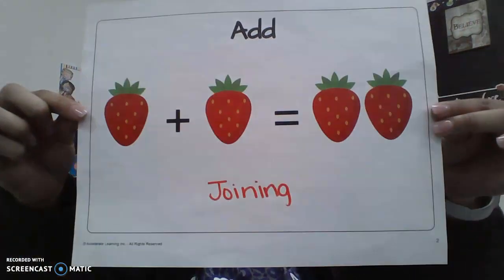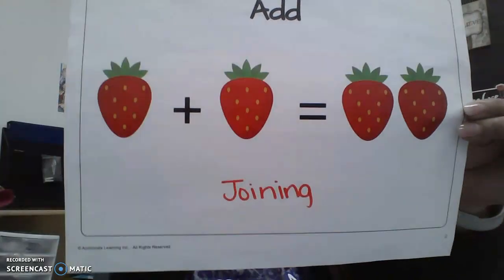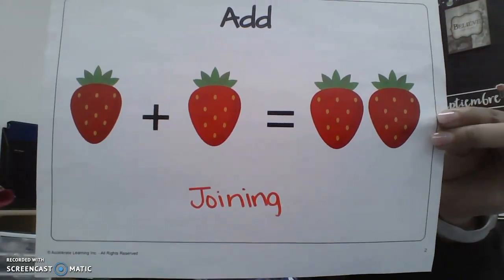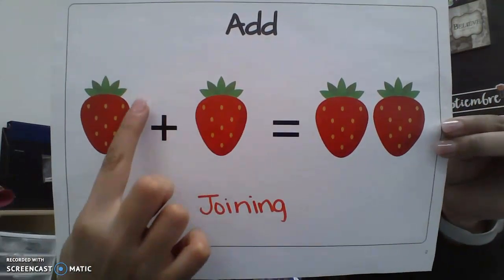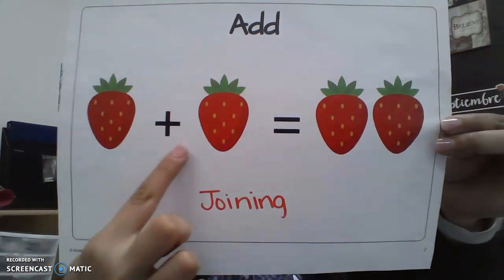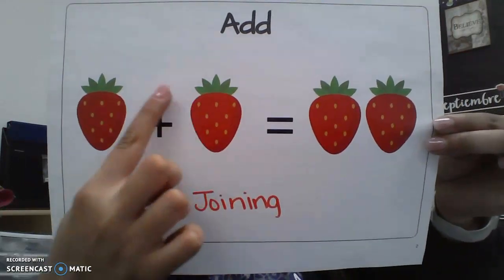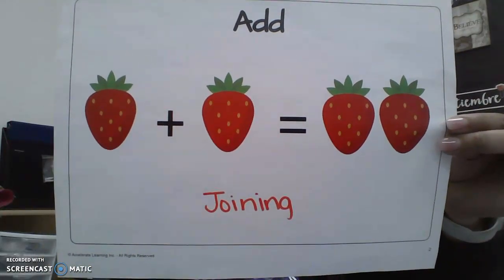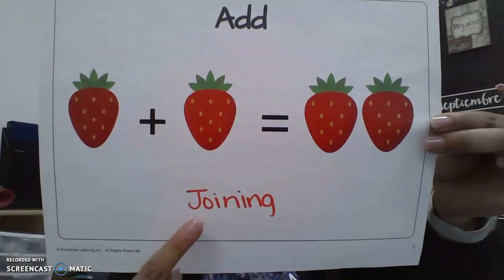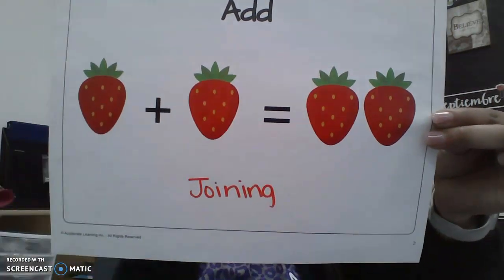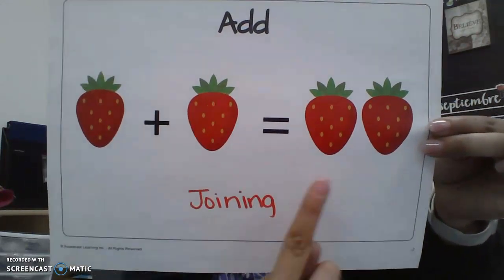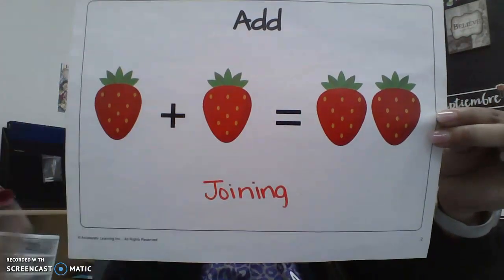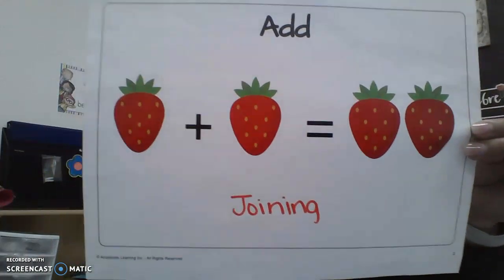So our first vocabulary word is add. How do we know that we're adding in this picture? Yes, because we see the addition sign right here. So when we're adding, we are joining. We have one strawberry and we get another strawberry that equals 2 strawberries. So we are adding, we are joining them together.